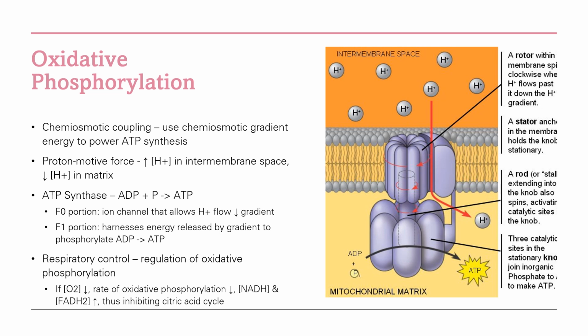Remember that we discussed during the citric acid cycle that synthases are enzymes that do not require the input of ATP to form their covalent bonds, and the bond in question here being an inorganic phosphate group and ADP. Respiratory control is the coordinated regulation of oxidative phosphorylation. The citric acid cycle is inextricably linked to ATP synthesis, meaning that in times of low oxygen, the rate of oxidative phosphorylation will decrease, leading to an accumulation of NADH and FADH2, which are both inhibitors of the citric acid cycle. This way, oxidative phosphorylation works together to meet the cell's needs.